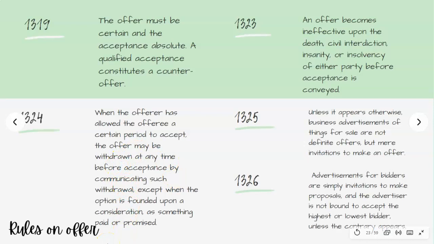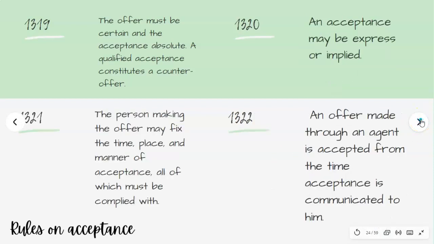Doon pa tayo sa consent kasi kinakailangan there is a concurrence of offer and acceptance. So, these are the rules on offer. Now, let's proceed to the rules on acceptance, which are covered under Articles 1319, 1320, 1321, and 1322. Dito sa 1319, the offer must be certain, which is the rule on offer. And then, of course, on the rules on acceptance, the acceptance must be absolute. A qualified acceptance constitutes a counter offer.